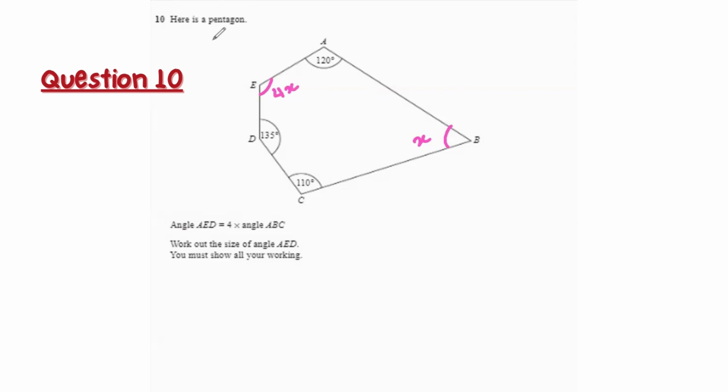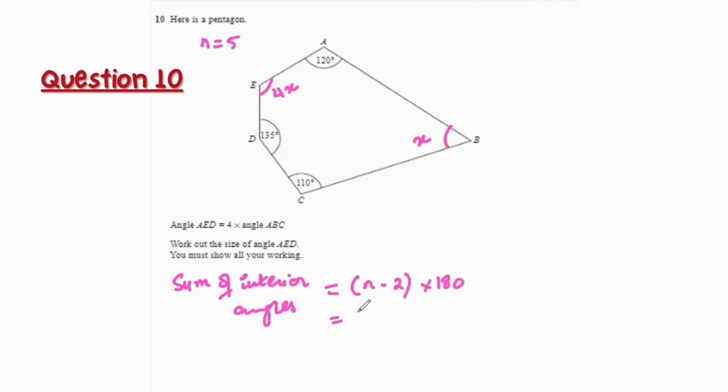Now we know this is a pentagon. The pentagon has 5 sides. So let's find the sum of interior angles for the pentagon first. Sum of interior angles is going to be n minus 2 times 180. Replace n with 5, so 5 minus 2 times 180 is going to be 3 times 180. And that's going to give us 540 degrees as the sum of interior angles.